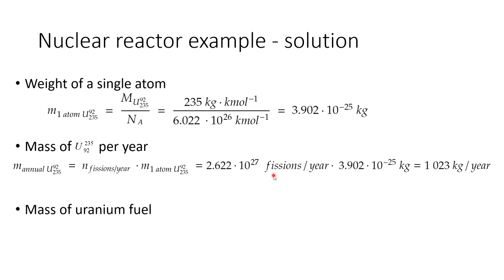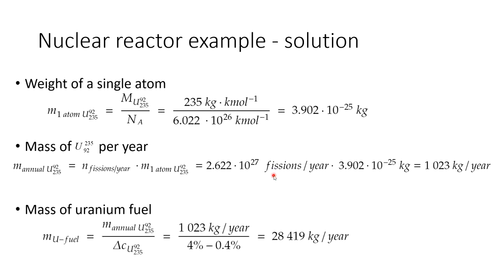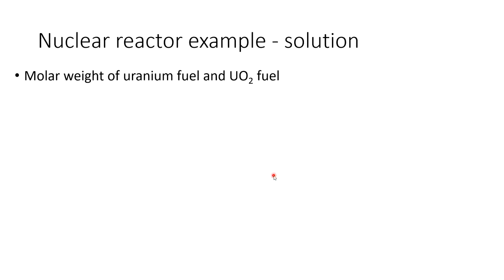So now we can continue with the mass of uranium fuel, which is the uranium-235 plus ballast uranium-238. It's the annual required amount of uranium-235 which performs the fission, divided by the concentration of the fissile material U-235. So it's 28.4 tons per year. And now we can also get the values for the ceramic fuel UO2.